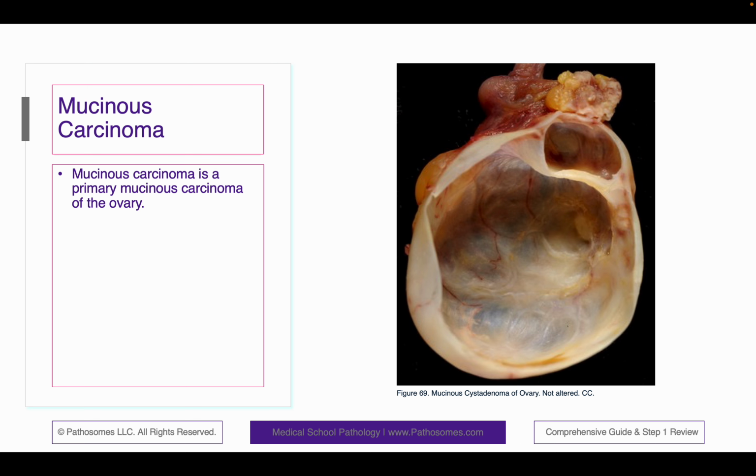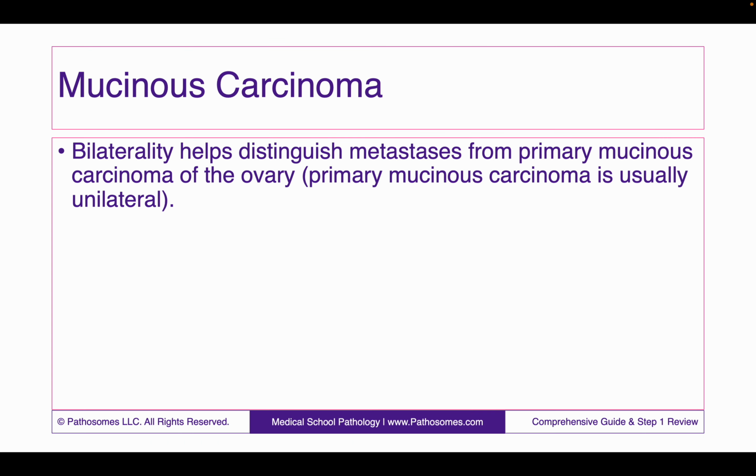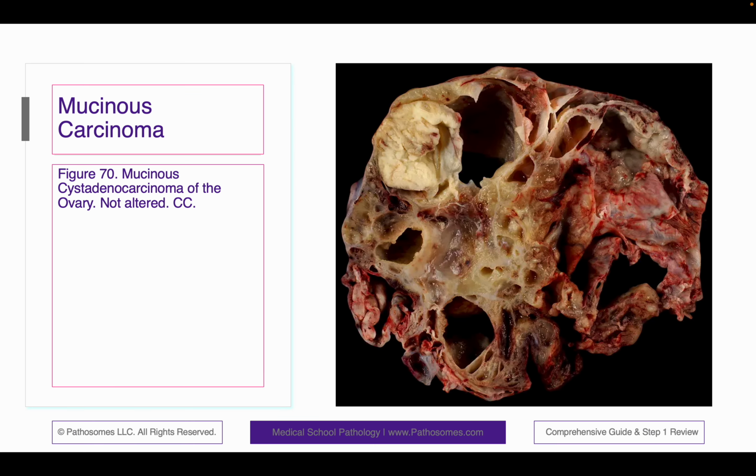Now, mucinous carcinoma, have you heard of that? Mucinous carcinoma is a primary mucinous carcinoma of the ovary. To the right here, we have an ovary that has been sliced open at least. And it looks like all the mucinous components, if there ever were any, are not currently present. But in general, bilaterality helps distinguish metastasis from primary mucinous carcinoma of the ovary. A primary mucinous carcinoma is usually unilateral, by the way.